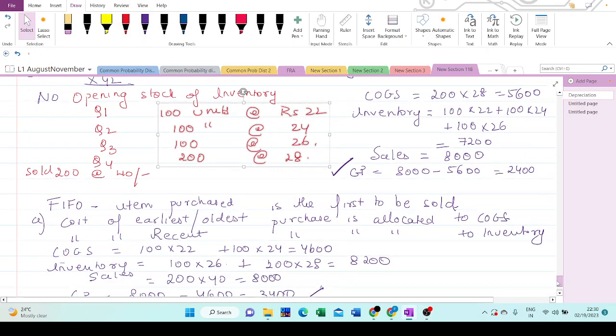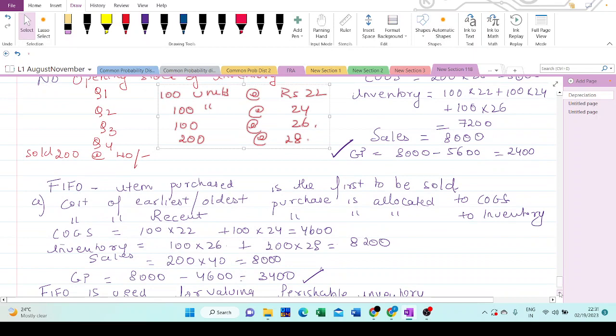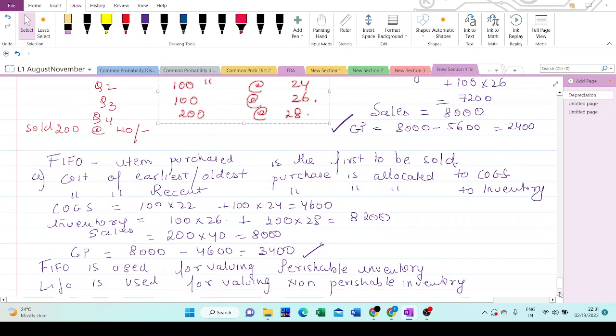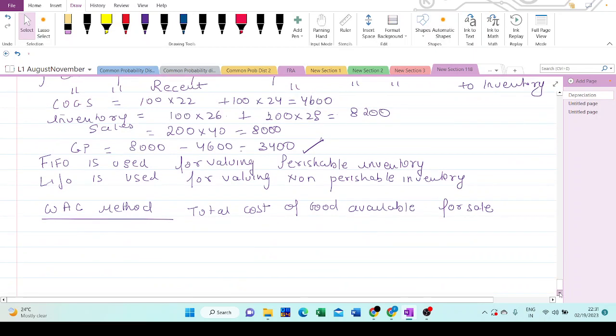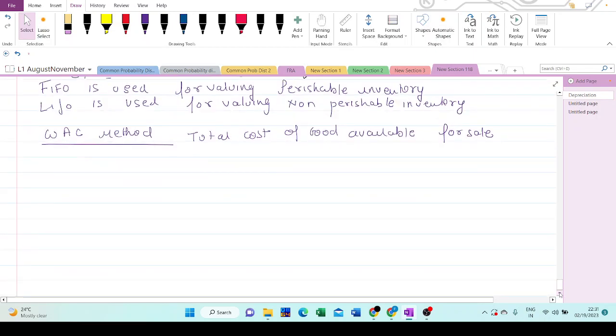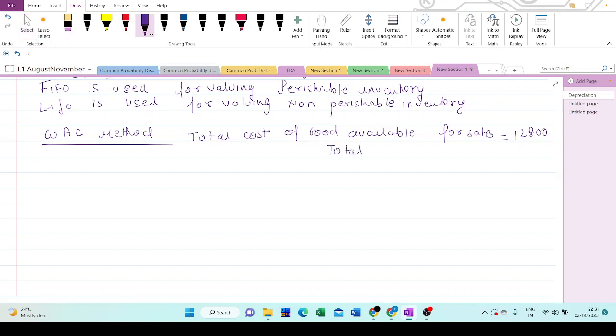Guys, how much are we getting? 12,800. So the total cost of goods available for sale is 12,800, and total units that we've purchased were 500. Right? So we'll calculate the average cost per unit.